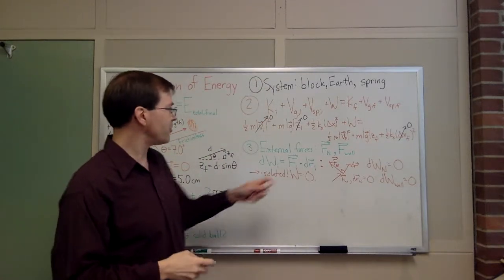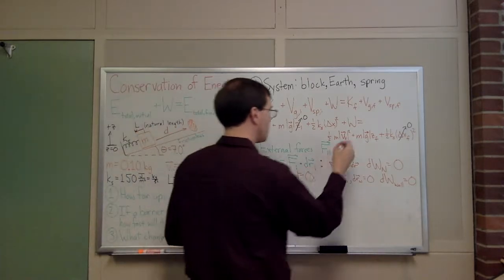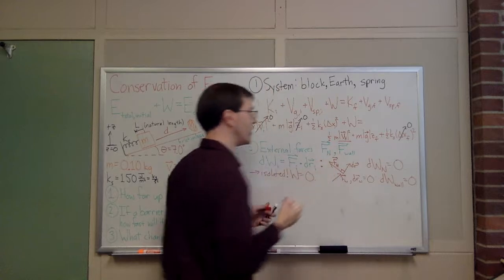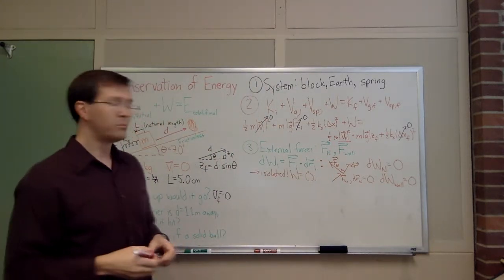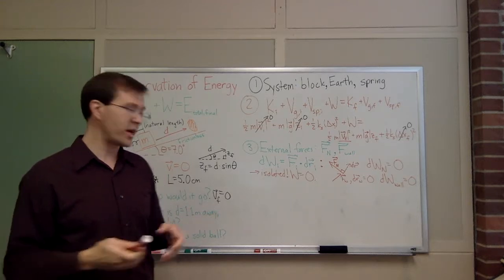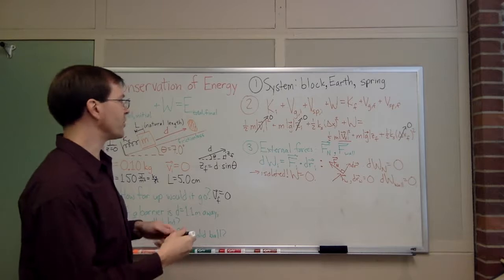But this time, instead of my 1/2 mv squared being 0 at the end, v final is in fact my unknown, the unknown I'm solving for. That's my goal, to find v final. But again, this is a straightforward question at this point. All I need to do is solve for that one thing.